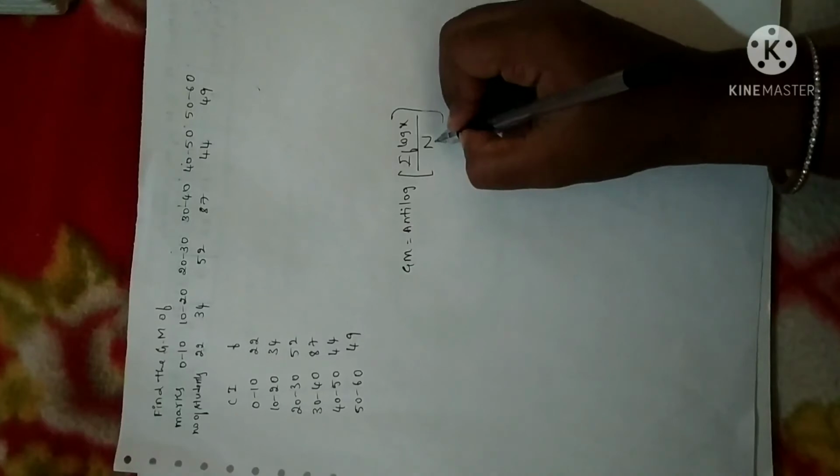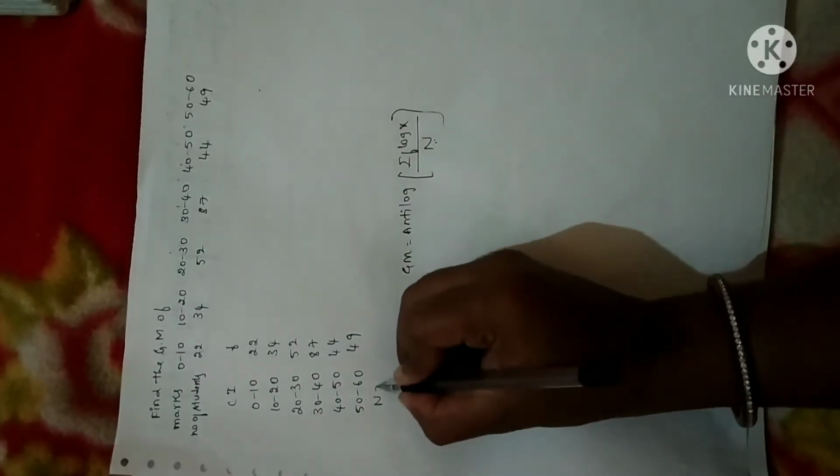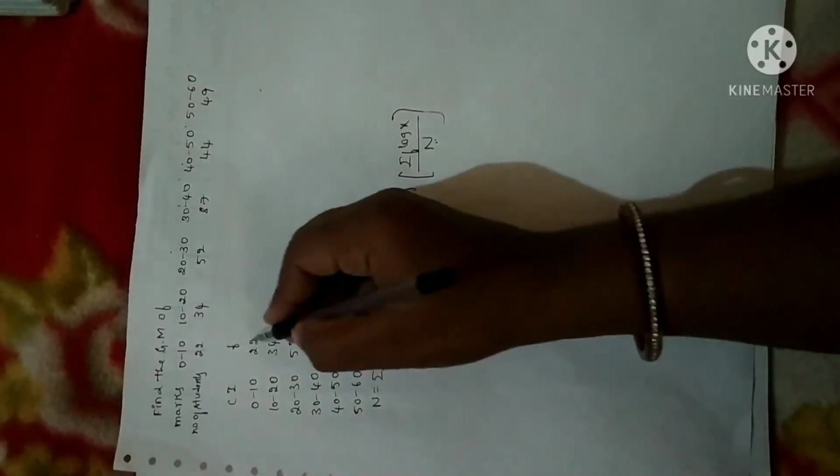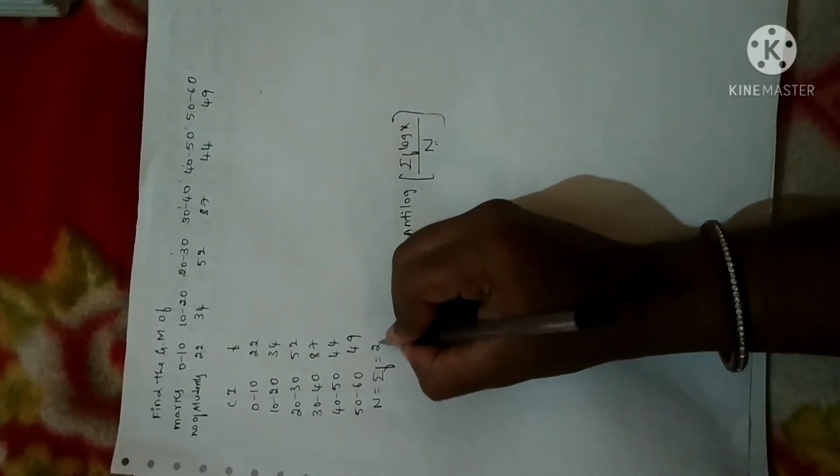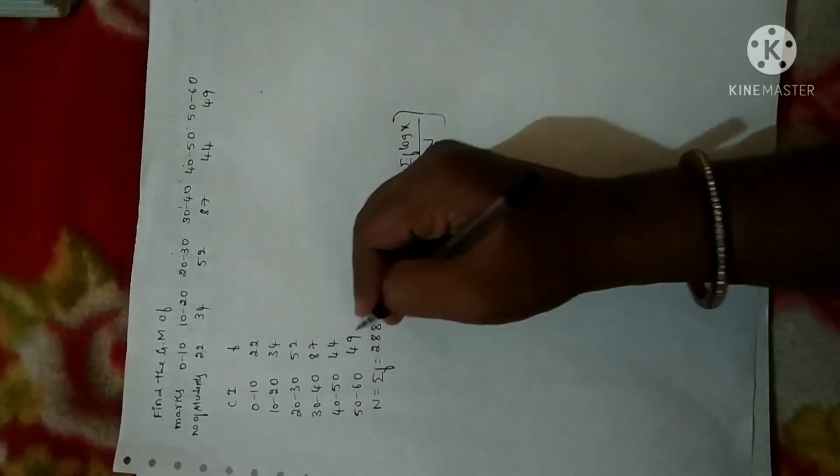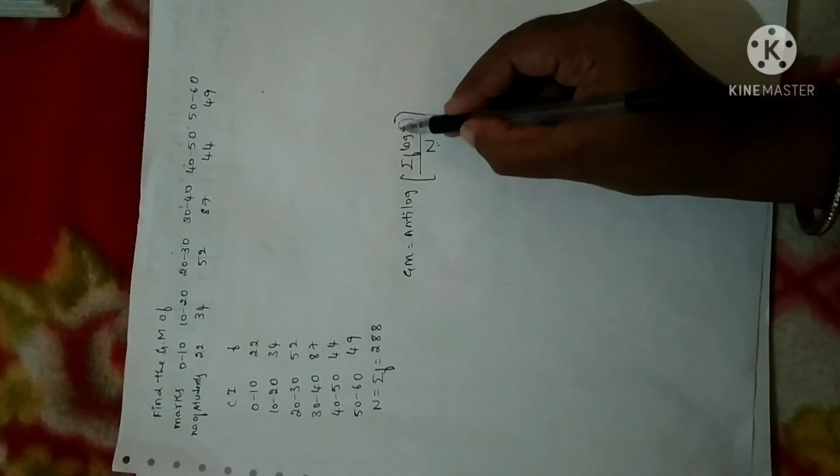So first let me calculate capital N. Capital N is none other than summation of f. So you have to add all these values. If you add all these, you will get 288. Fine. Now let me find the x value.